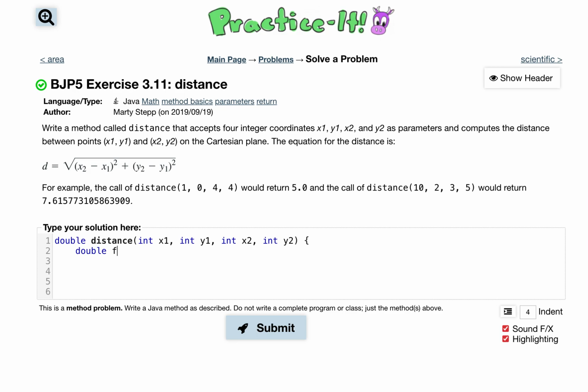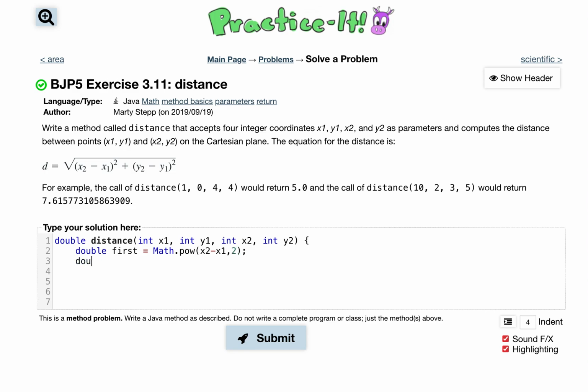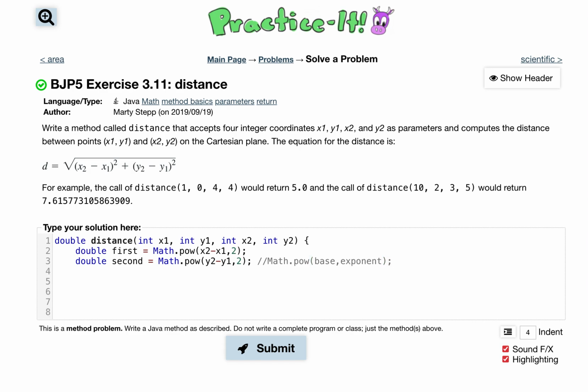The first, we want to be a double, and let's just call it the first term is equal to math.pow of x2 minus x1 squared. The second is going to be math.pow of y2 minus y1 squared. And so what math.pow usually does is it accepts a base, an exponent, and it will raise the base of that exponent.